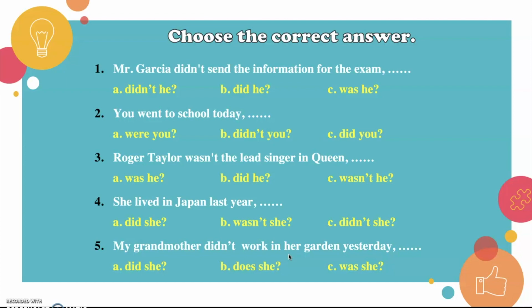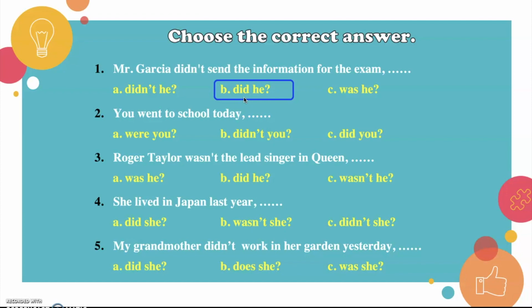Very good. It's time to check our answers. Mr. Garcia didn't send information for the exam. A, B, or C? What do you think? Very good. Did he? Why? Because the sentence is in negative. So here we have to use an affirmative tag question.